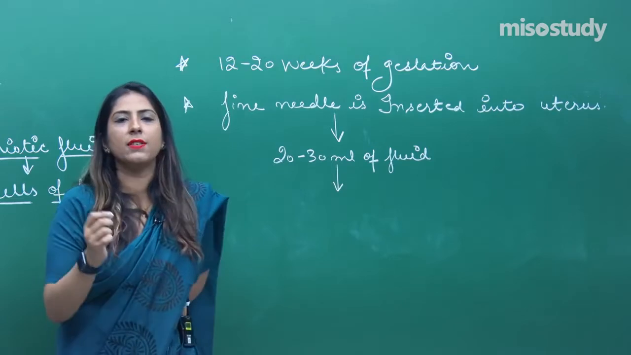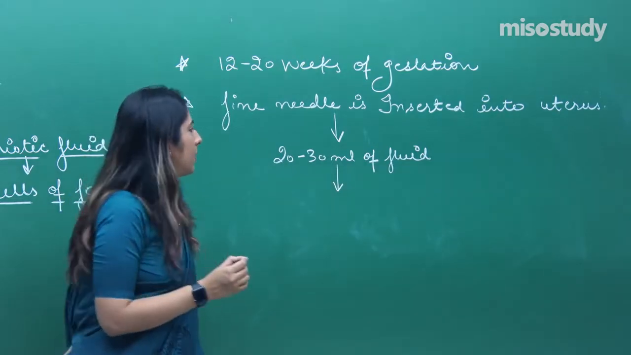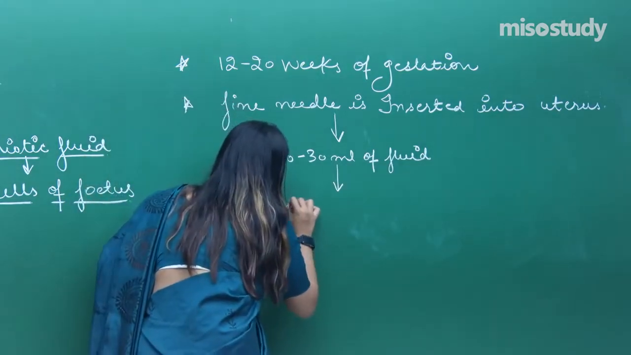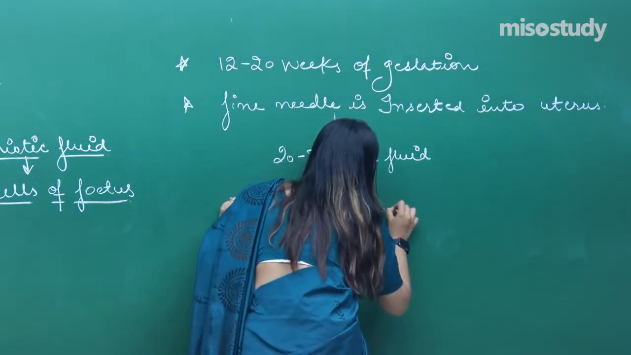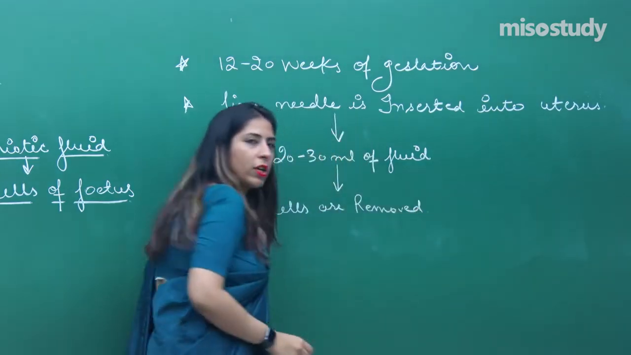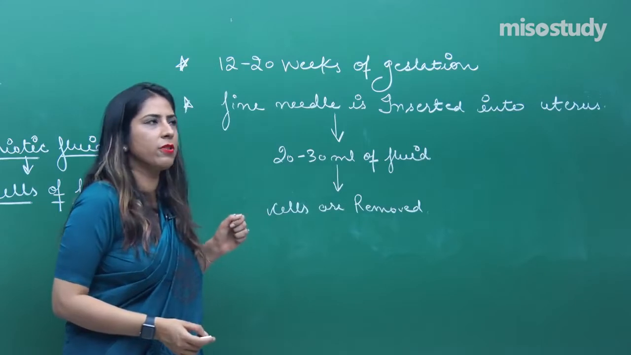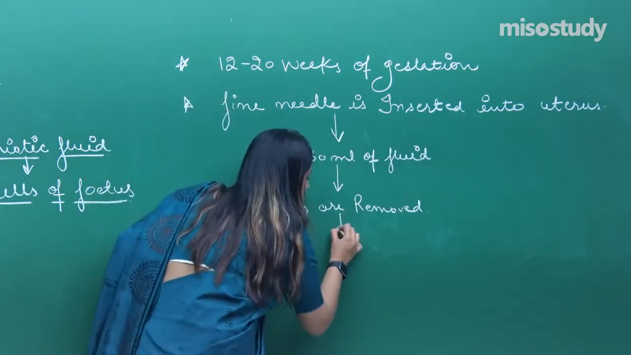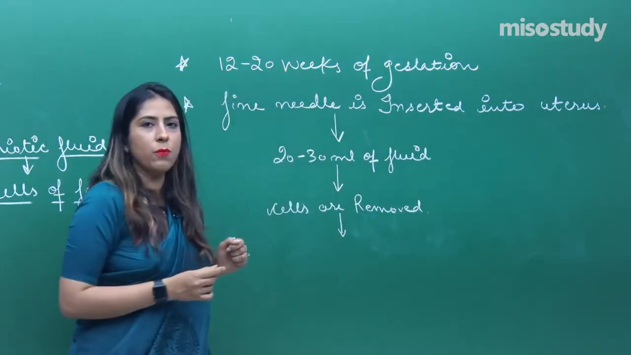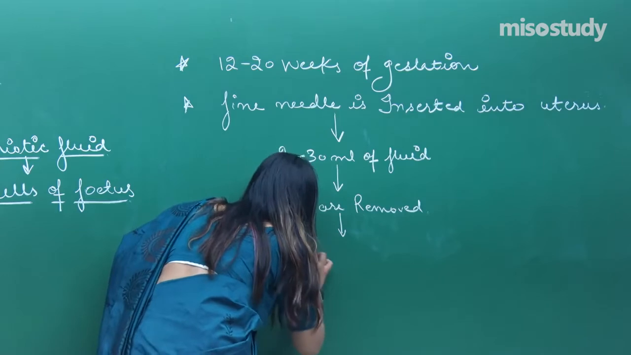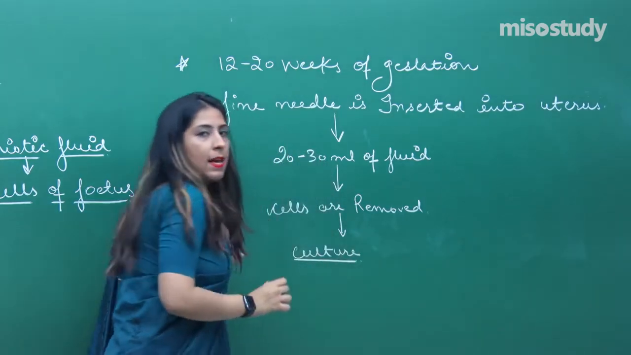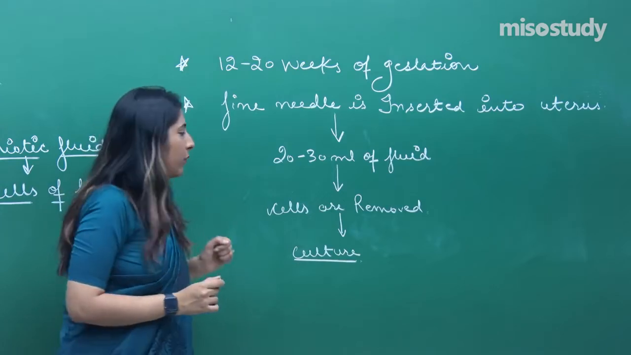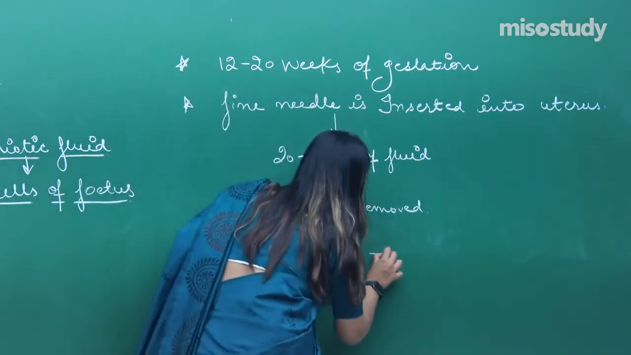After centrifugation, the cells are removed, and then the cells are cultured, right? So cells are removed by centrifugation. Centrifugation, we all know the centrifugation process, and the cells are removed. After the cells are removed, we culture those cells.